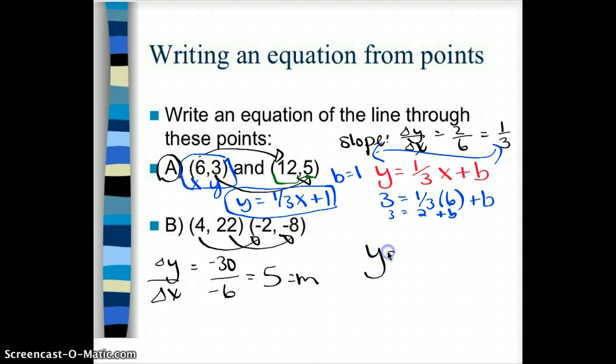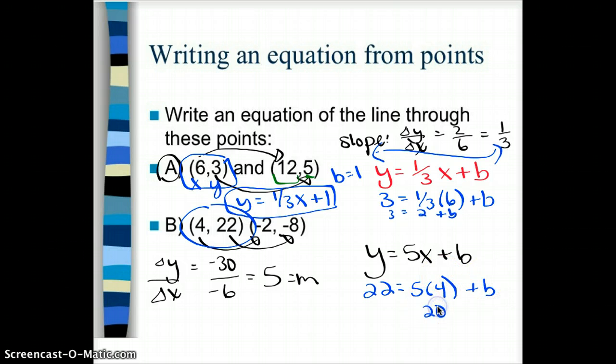So I know my equation is going to be something like this. y = 5x + b, plus something. I'm going to try to figure out what that is. Again, I'll pick a point. I'm going to pick (4, 22) just because it has positive numbers in it, and that's usually easier to work with. So y is 22 in that point, equals 5 times 4 plus b.